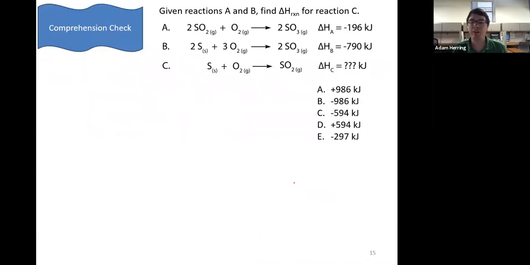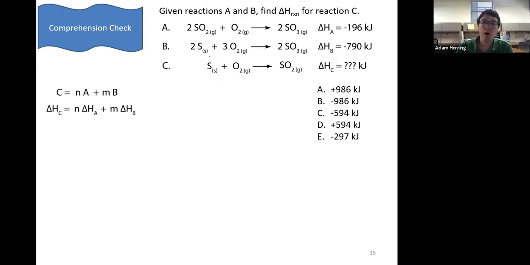Here's one for you to practice on. I'd like for you to pause the video and try this one on your own. Welcome back. So we're given reactions A and B, and we want to find the enthalpy of reaction for reaction C. This is going to involve using Hess's law and rearranging reactions A or B in order to get the desired reaction. So we can apply the idea that the sum of the reactions is going to get us reaction C, and the sum of the enthalpies will get us the enthalpy for reaction C.